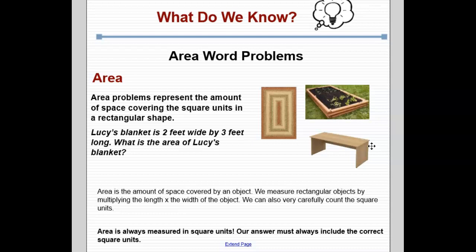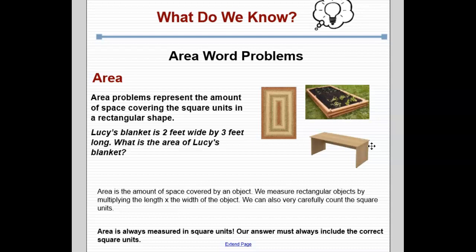Boys and girls, pause the video and look around the room you're in and see if you can find any rectangular objects that you could easily find the area of by multiplying their length times their width. What did you come up with?